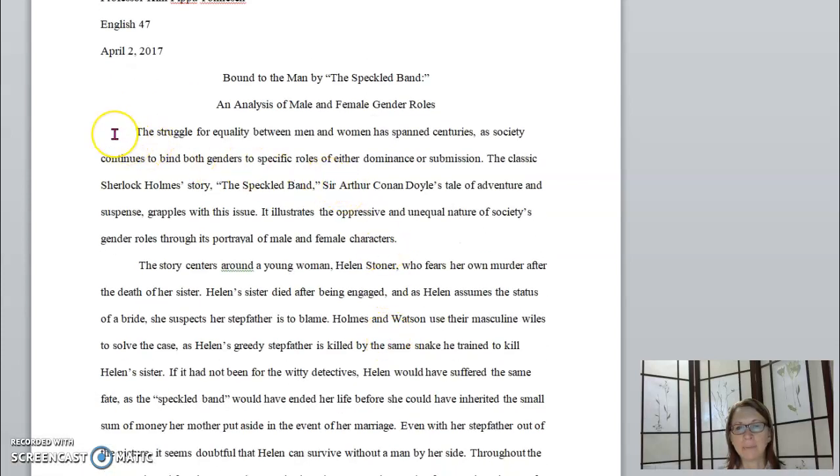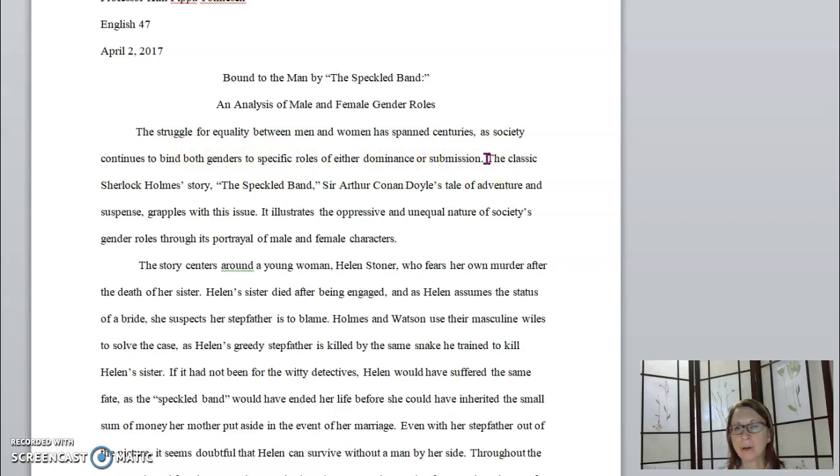Here's the opening line. The struggle for equality between men and women has spanned centuries, as society continues to bind both genders to specific roles of either dominance or submission. So that's a clear opening line. Let's look at the bridge next.